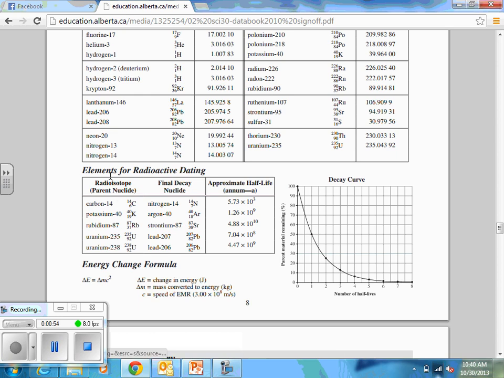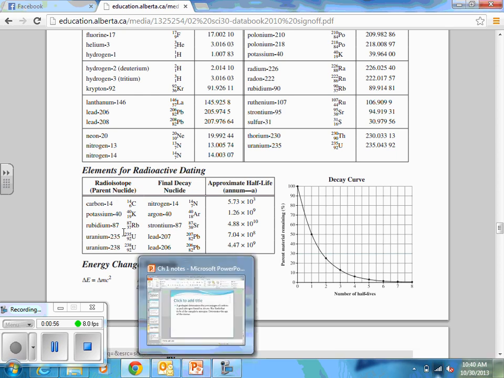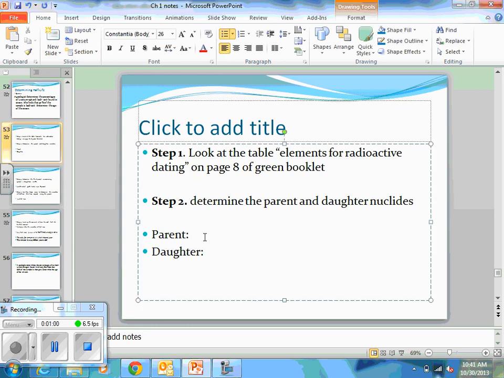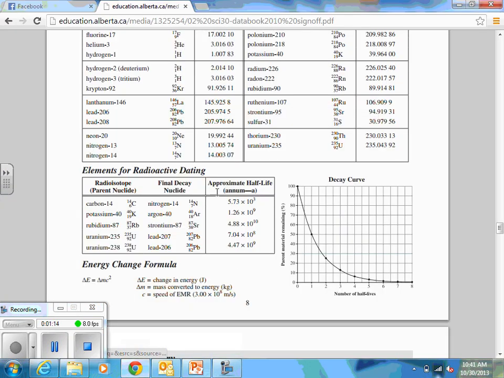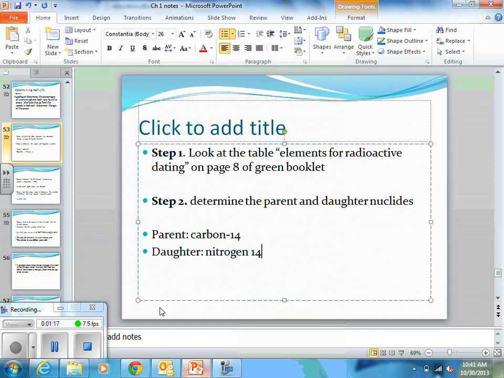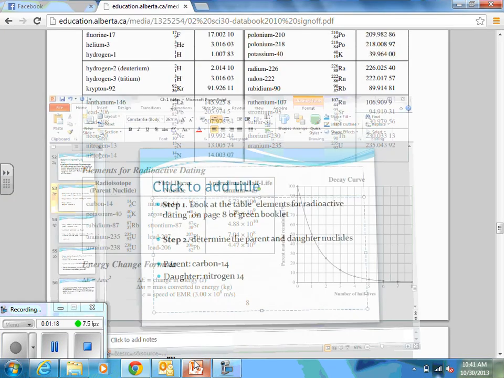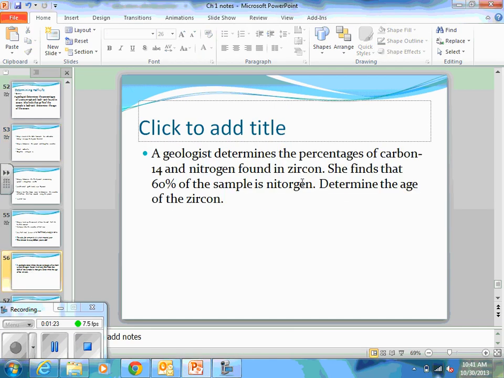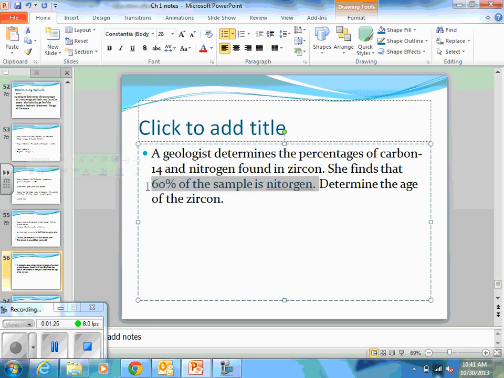So now we have to figure out what's the percent of the parent. So we identify parent and daughter. This is carbon-14, and the daughter is our nitrogen-14. And we also need to know what percent of the parent is remaining. So if we go back to our question, she finds 60% of the sample is nitrogen.